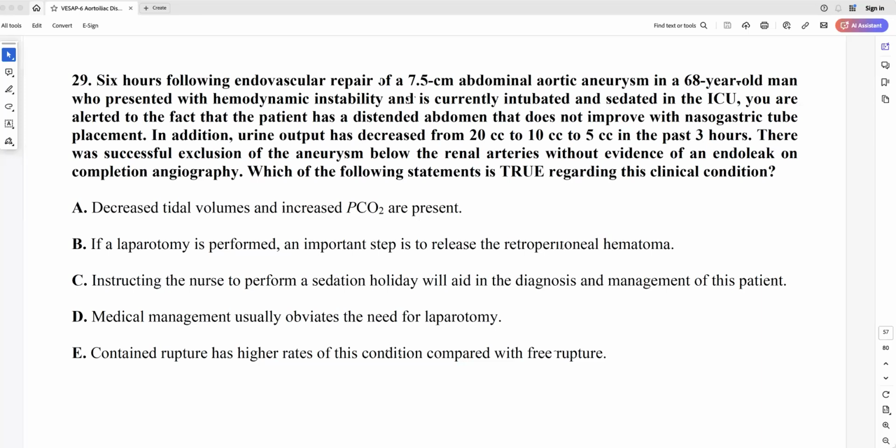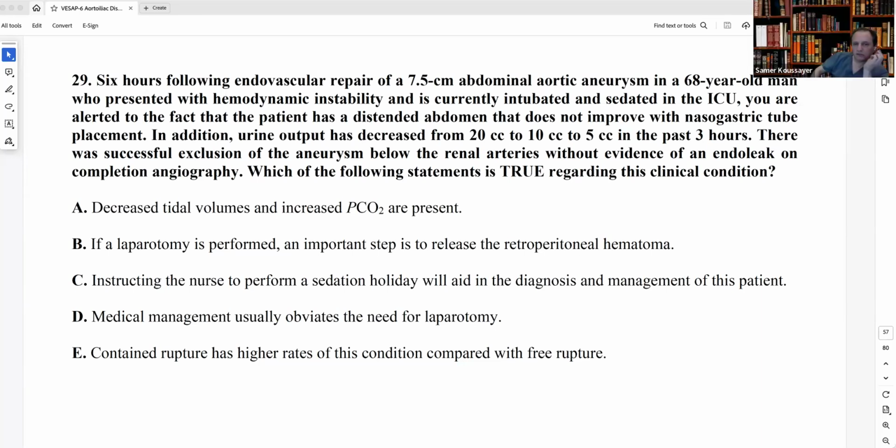Next. B, if a laparotomy is performed, an important step is to release the retroperitoneal hematoma. No. Why would you need it? You just need to open the abdomen and decompress it. Don't open the hematoma and get bleeding and all those things. Leave it alone. You can just decompress the abdomen and get out of it. Okay, next one.